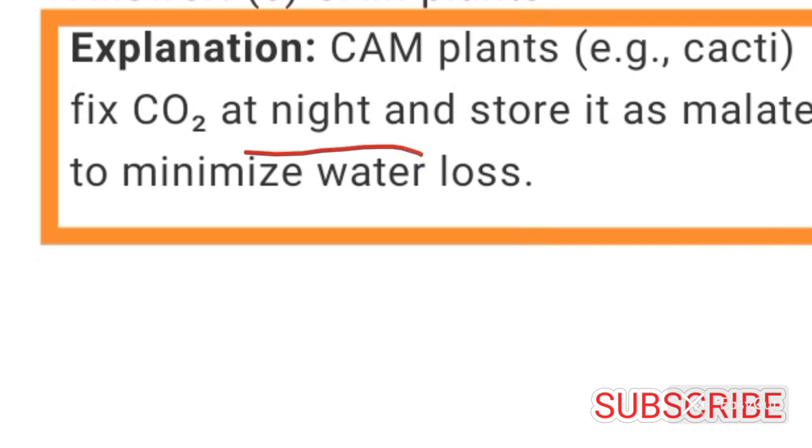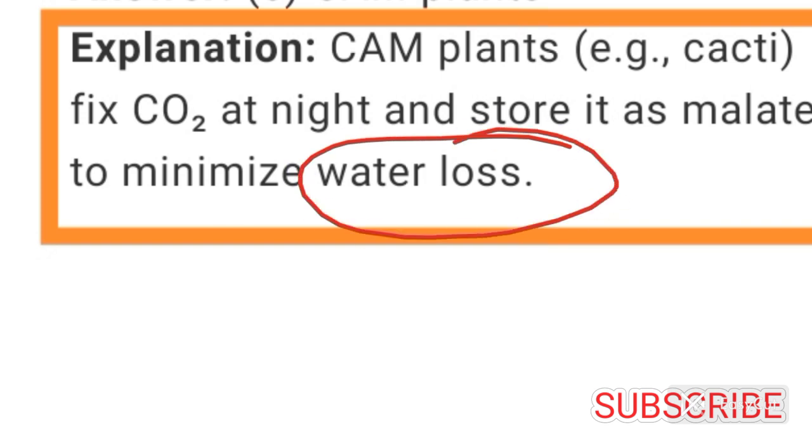So night time में CAM plants CO2 को fix करके malate की form में store कर लेते हैं ताकि water loss को minimize कर सकें.